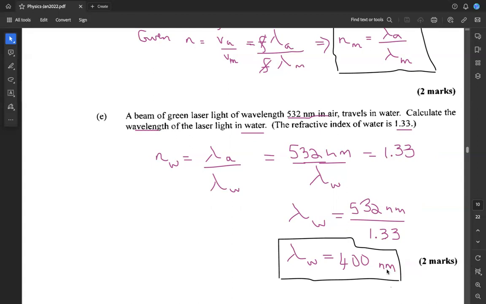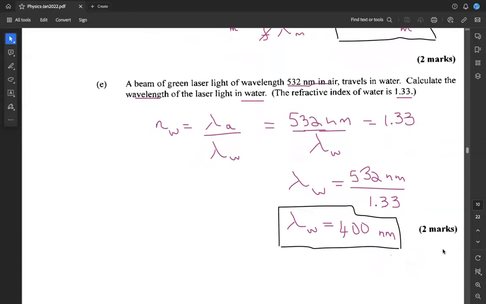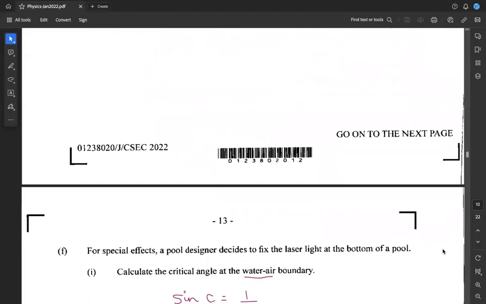So the wavelength actually decreased, right? So that's what we see here. Because we're going from air to water, water is a more dense medium, we see a decrease in our wavelength, right? So we went from 532 to 400 nanometers. And so for that, we get our 2 marks, and we're moving right along.